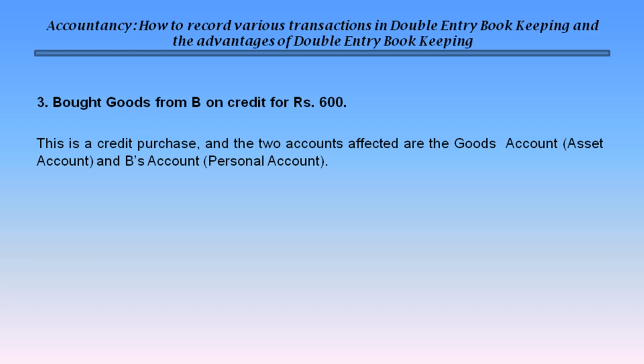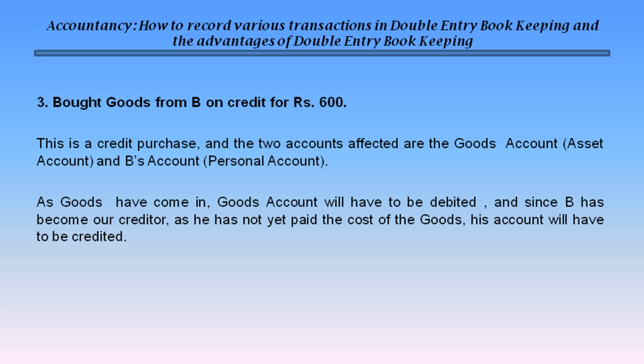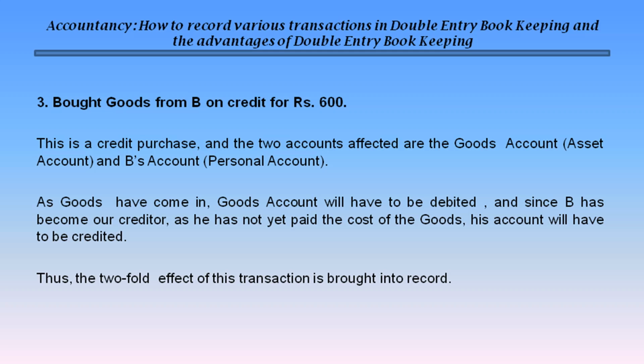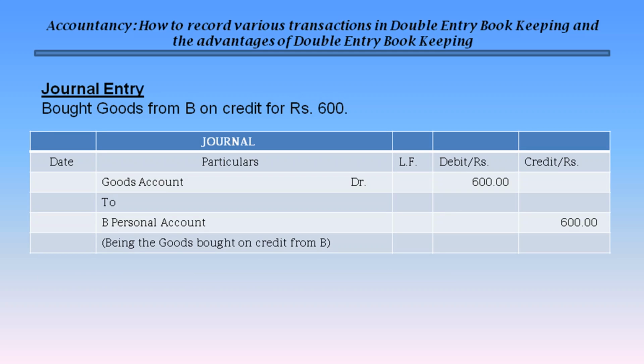3. Bought goods from B on credit for rupees 600. This is a credit purchase and the two accounts affected are the goods account, an asset account, and B's account, a personal account. As goods have come in, goods account will have to be debited, and since B has become our creditor, as he has not yet been paid the cost of the goods, his account will have to be credited. Thus, the twofold effect of the transaction is brought into record.